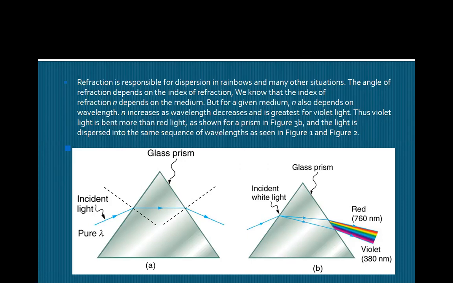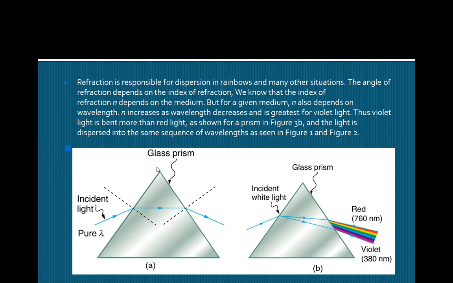As we have discussed in previous lessons, among many materials, diamond has the maximum density, and after that another material. But we consider in general that diamond has the maximum density as compared to water and glass. Violet light is bent more than red light, as shown for a prism, and the light is dispersed into the same sequence of wavelengths as seen in the figure.